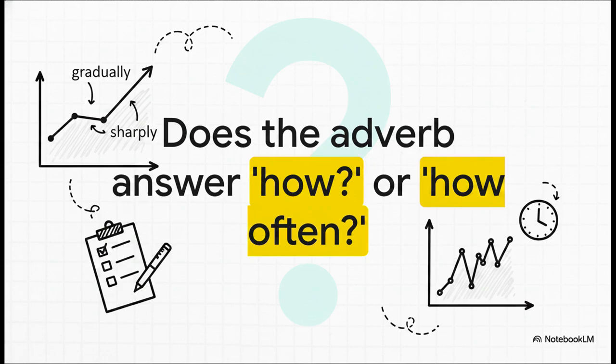And here's a super quick mental check you can do while you're writing. Just ask yourself, does this adverb answer the question how? As in, how did it increase? If the answer is gradually or sharply, then pop that adverb right after the verb. It's as simple as that.